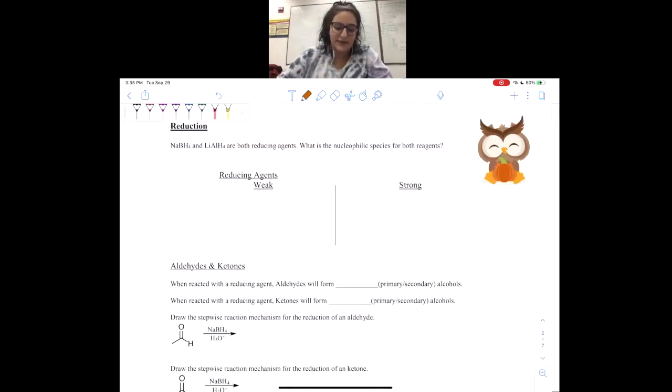As far as reducing agents go, we actually have it a lot easier than oxidation because we only really have 2 reagents. We have LiAlH4 and NaBH4. So when we split it up, NaBH4 is going to be weak, and LiAlH4 will be strong. And the reason that lithium aluminum hydride is strong versus sodium borohydride is weak, the way I like to think about it is that A comes before B in the alphabet.